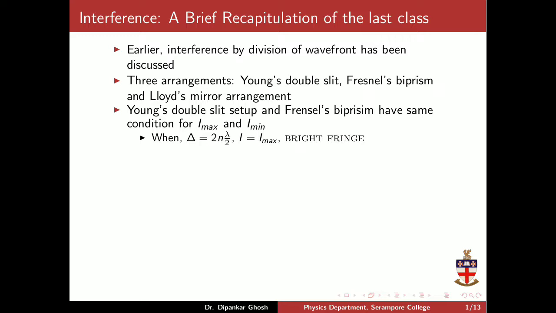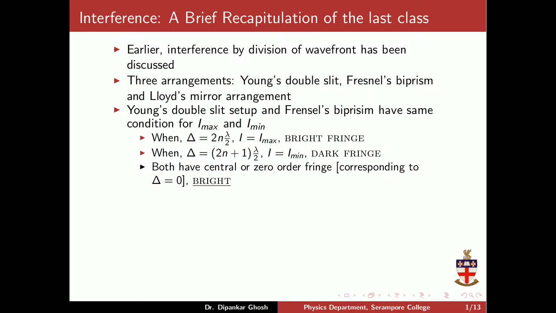The conditions were like these. When the path difference between the two waves emerging from the two sources S1, S2 was an integral multiple of lambda, we had maximum intensity and we had a bright fringe. When this path difference was an odd integral multiple of lambda by 2, we had minimum intensity or a dark fringe. Now in both these cases, that is the cases of Young's double slit setup and Fresnel's biprism setup, we had the central or zero order fringe bright, or it was of maximum intensity.